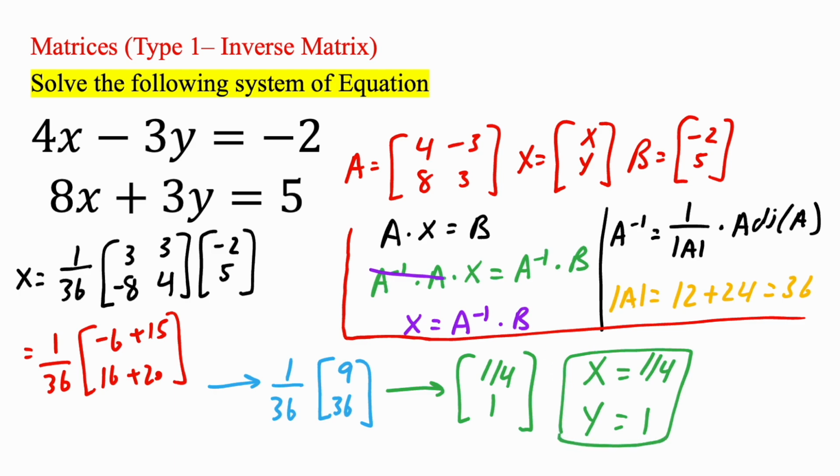Now it's always a good idea to check, so let's plug it in. -3 times 1 is -3. 4 times 1/4 is going to give us 1. 1 minus 3 is -2. That's correct. Likewise, 8 times 1/4 is going to give us 2. Plus 3 times 1 is 3. 2 plus 3 is 5.